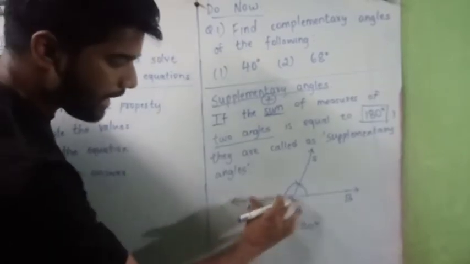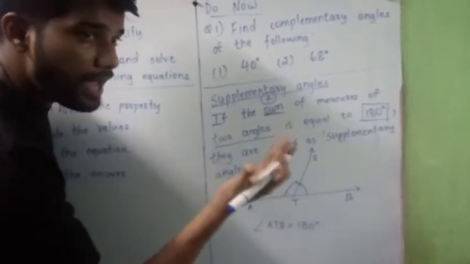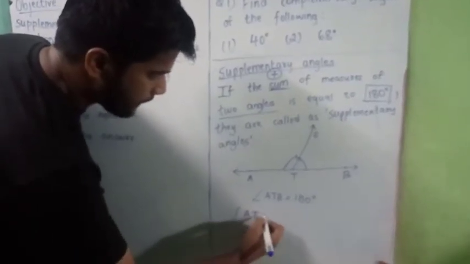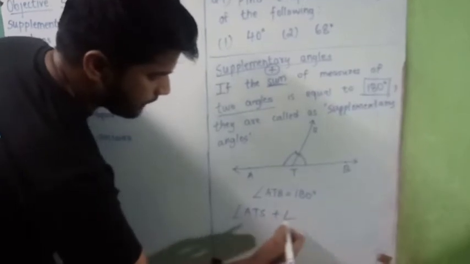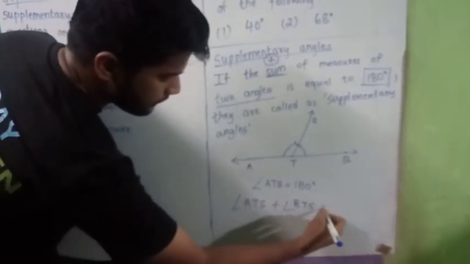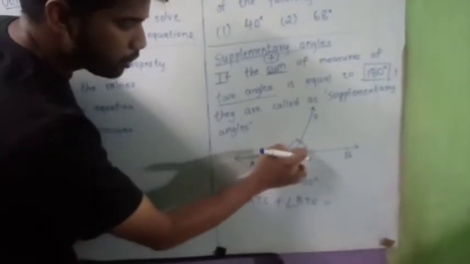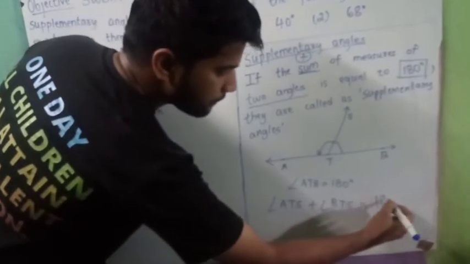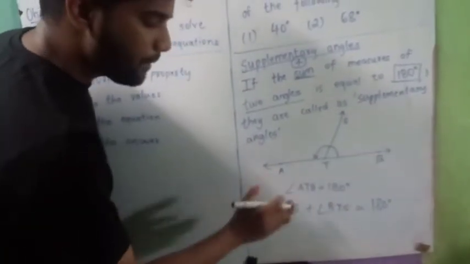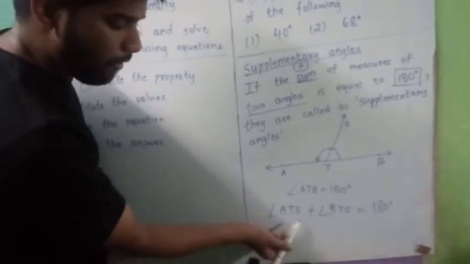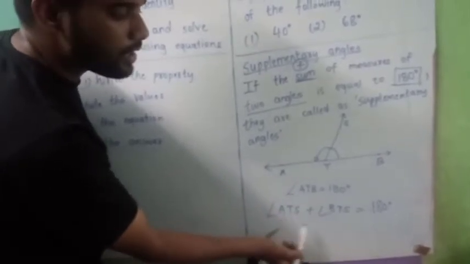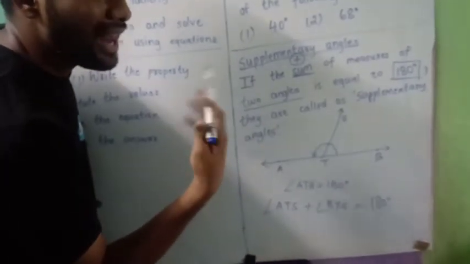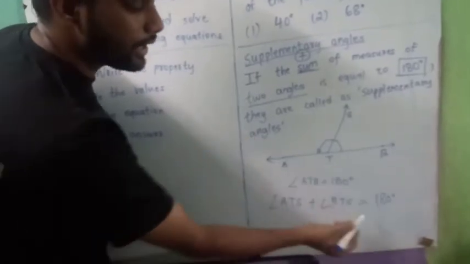Now tell me, if I add these two angles, what will be the total measurement? If I add angle ATS and angle BTS, my measurement will obviously be, after adding both, as much as this whole is, which is 180 degrees. That's why supplementary angles means the sum of measurement of these two angles is equal to 180 degrees. It is neither more than 180 degrees nor less than 180 degrees. It is exactly 180 degrees.